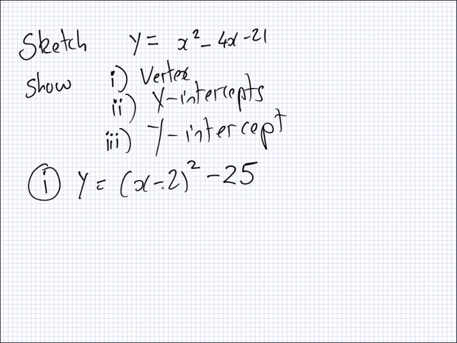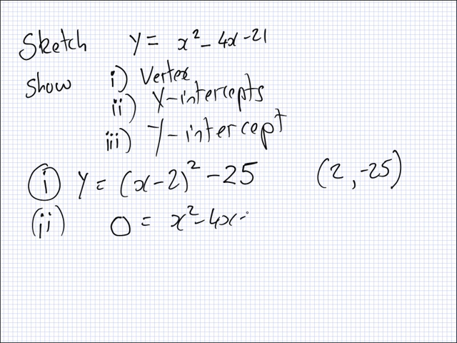Now, what is, according to this, the minimum value of y? And for what value of x will you get this minimum? 2. So we found the vertex. Okay. Part 2. Find the x-intercepts. What do you make equal to 0? y. That gives you the x-intercepts. Can we factorize this? I think we can. What is it? Minus 7 and plus 3.